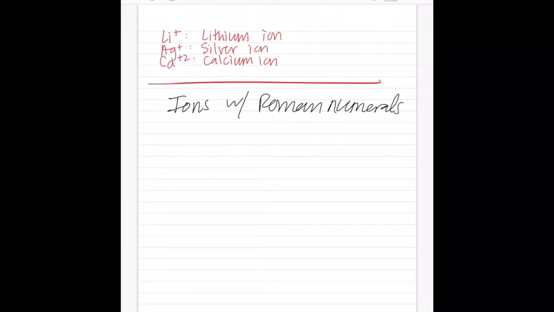Okay, so let's go into this one. Here's a couple of examples. Fe+2 and Fe+3.